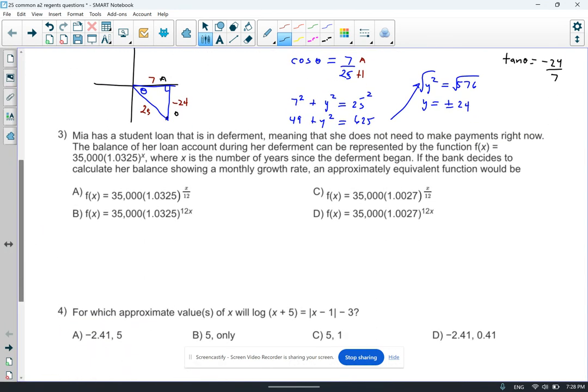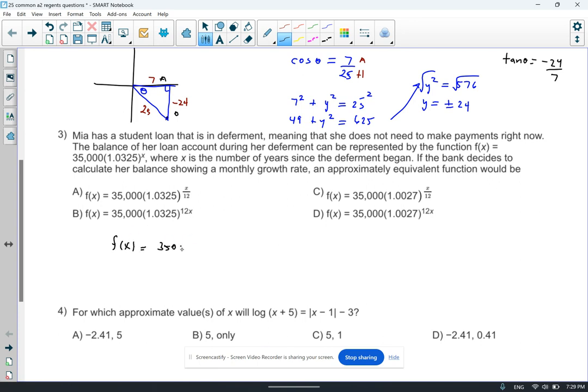Okay, problem number 3. So Mia has a student loan that is in deferment, meaning that she doesn't need to make a payment right away, and the balance of her loan account during her deferment is represented by this function. So let's write down this function.